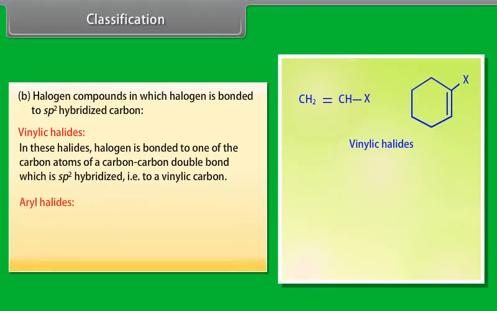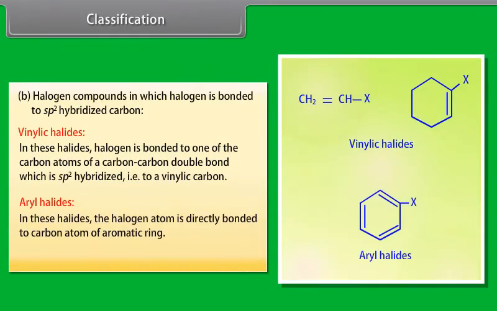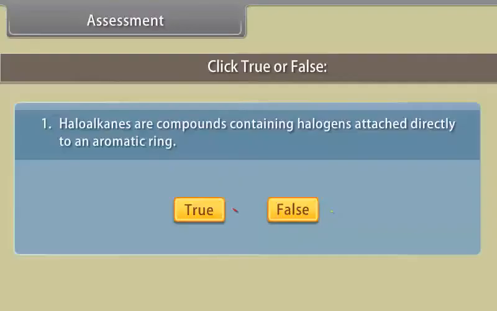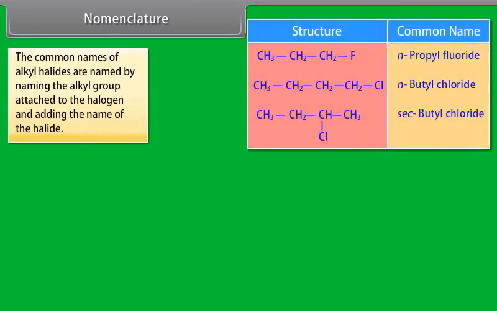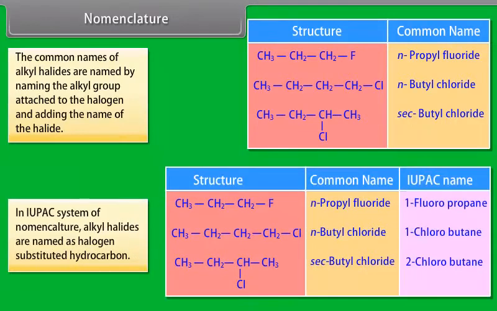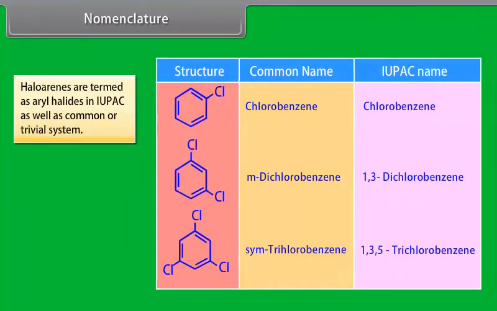Classification. Halogen compounds in which halogen is bonded to sp2 hybridized carbon. Vinylic halides. In these halides, halogen is bonded to one of the carbon atoms of a carbon-carbon double bond which is sp2 hybridized, that is, to a vinylic carbon. Aryl halides. In these halides, the halogen atom is directly bonded to carbon atom of the aromatic ring.